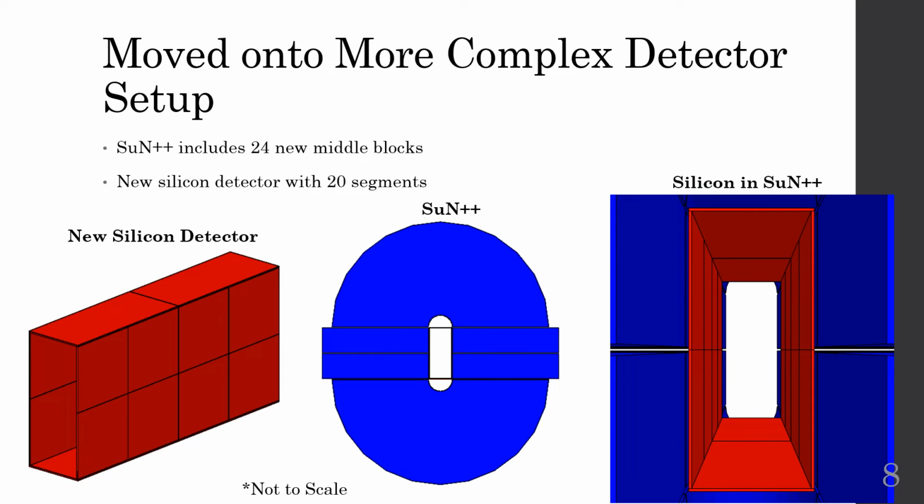So we decided to move on to a new detector setup that had more smaller segments to see if the large size and low number of detector segments in the fiber and Sun detector setup was the reason the electron energies could not be removed while still preserving the gamma peaks. So we moved on to Sun++ and a silicon detector as the main detector setup. Here, Sun++ has 24 additional blocks placed in between the original Sun segments, which created the need for a 20-segment silicon detector in place of the previous 4-segment fiber detector. And again, this silicon detector is placed within Sun++, and it serves the same purpose as the previous fiber detector did.